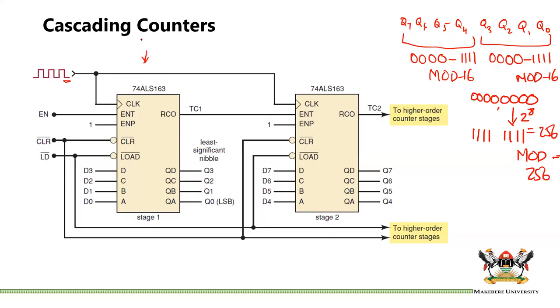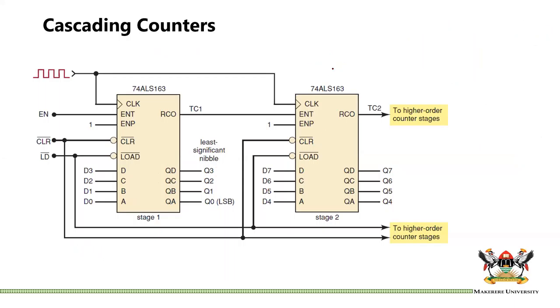The one to my left is the lower significant flip-flop, or stage. And this is the more significant stage, so to speak. As you can see, this is QD to QA, and this is Q3 to Q0, and this is Q7 to Q4. So I have Q7, Q6, Q5, Q4, Q3, Q2, Q1, Q0.